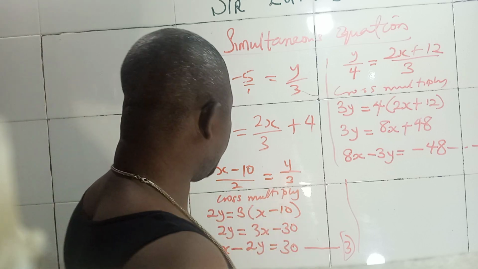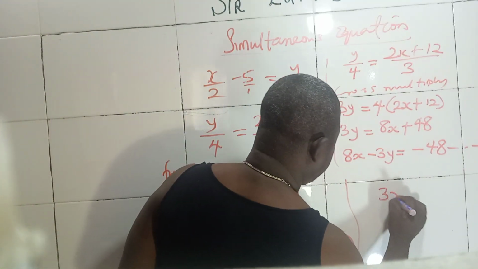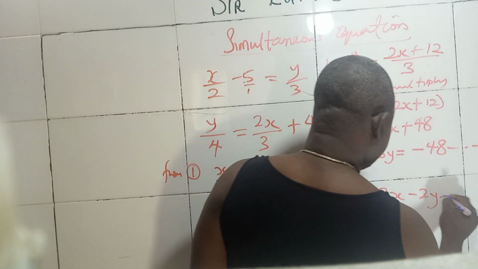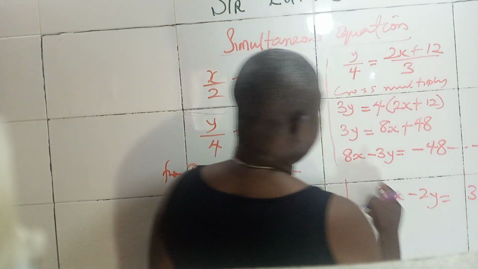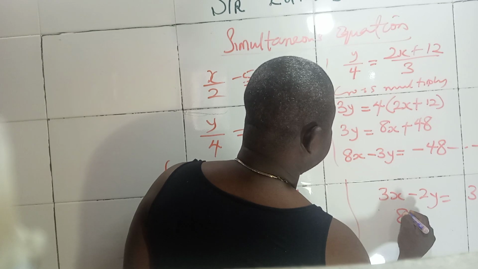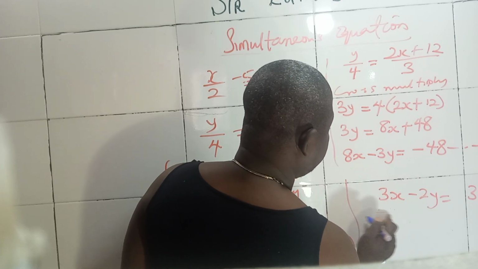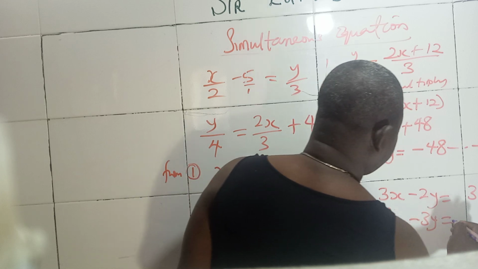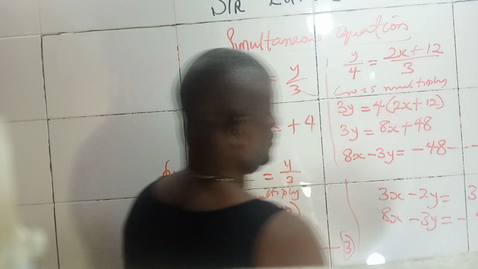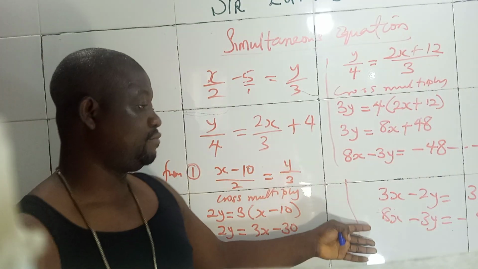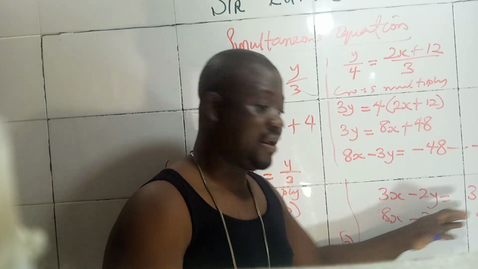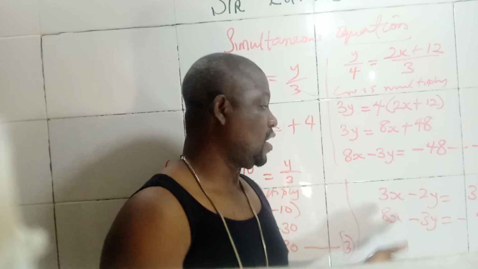So if you bring equation 4 and 3 together, you now have 3x minus 2y is equal to 30, and 8x minus 3y is equal to minus 48. You can see the way I've brought the two together. I first simplified this to get this, so I can now start solving this. How do I solve this?